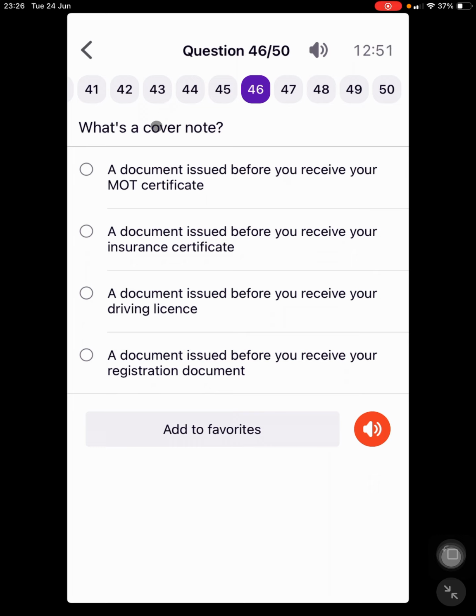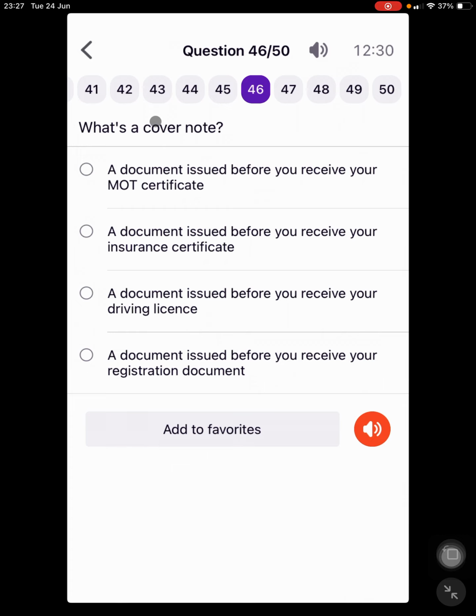What's a cover note? A cover note is basically a proof of insurance. Not your driving license. Cover note is proof of insurance. And what does it mean?